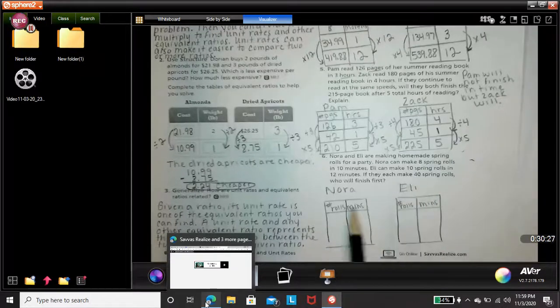You should have identified that your units of measure are number of rolls and number of minutes. So that would be the heading at the top of both.